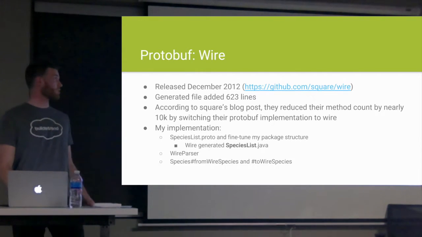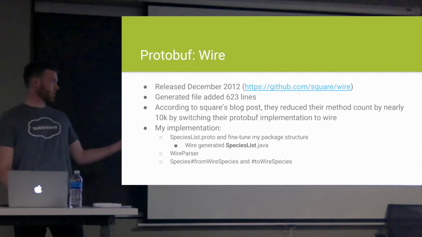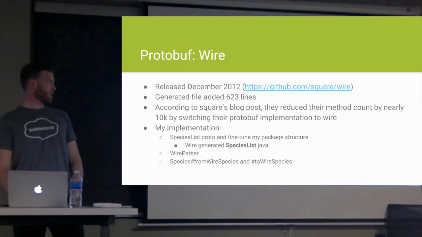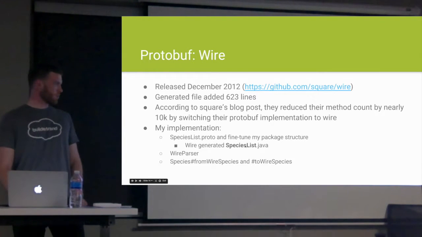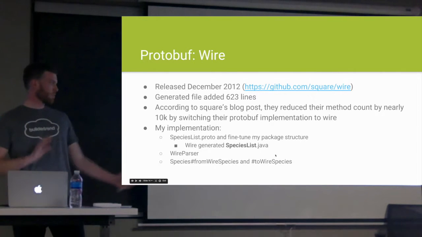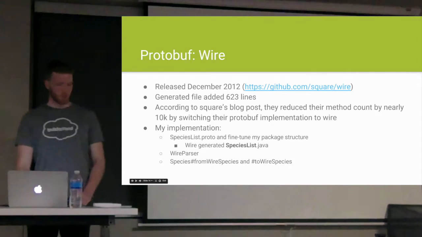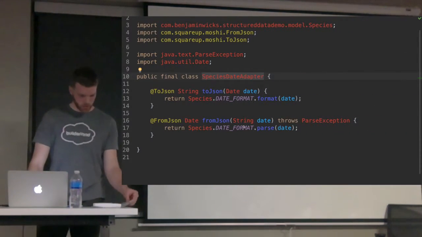And I just found Wire to be pretty easy to use. It was a little bit tricky to get my .proto message definition to line up exactly with the package structure that I wanted my generated species list class to end up with, but that worked out. I had to write the Wire parser and a couple of methods in the species class to interchange between the species list and the species. So I can show you what that took.